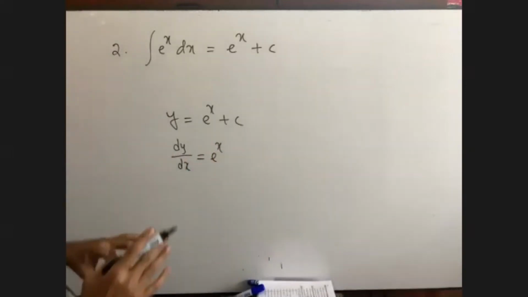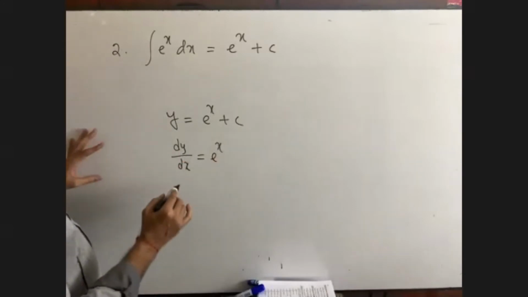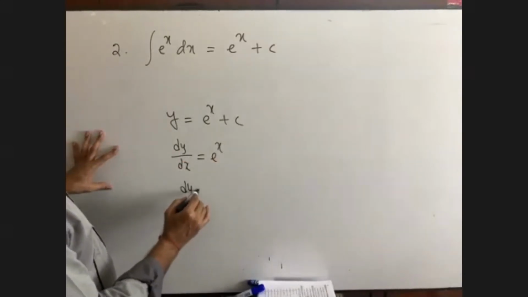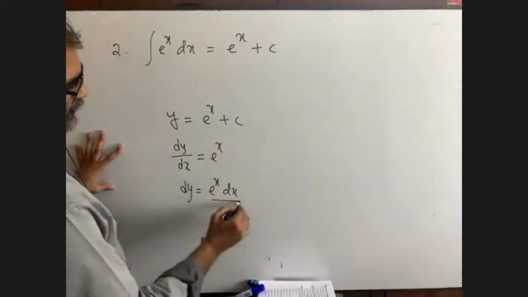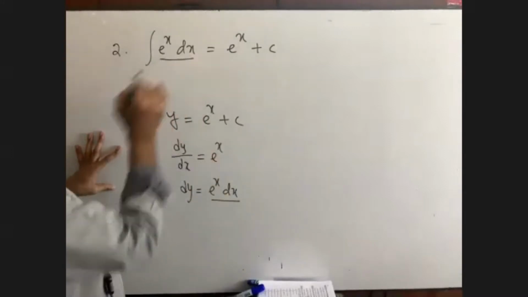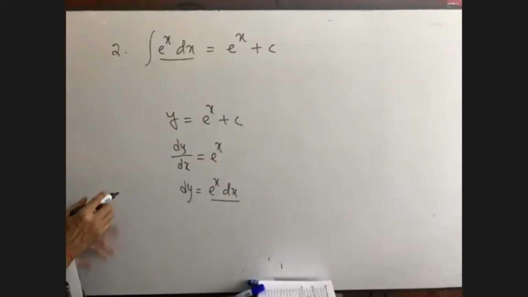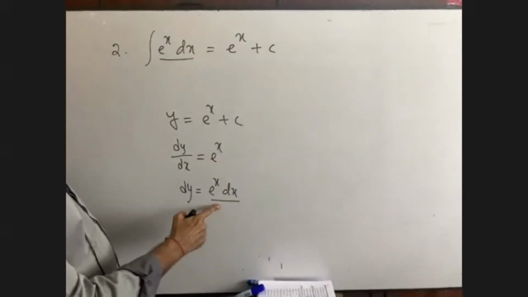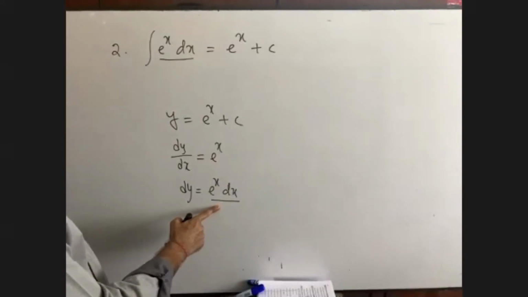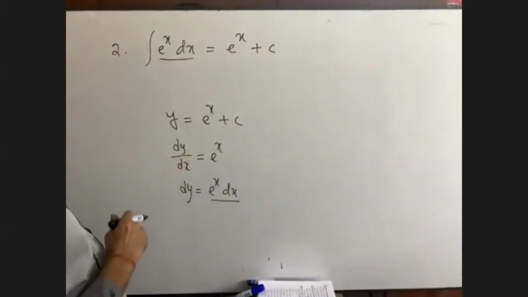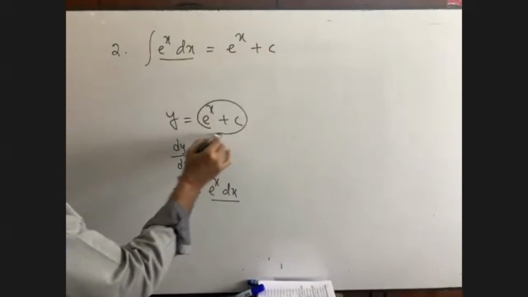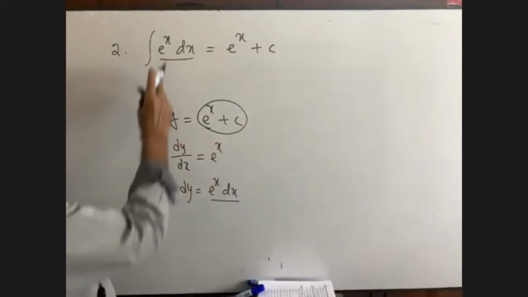So dy equals what? e to the power x dx. You see, this is e^x dx. The integration is e to the power x plus c, and the differentiation is what? e to the power x.